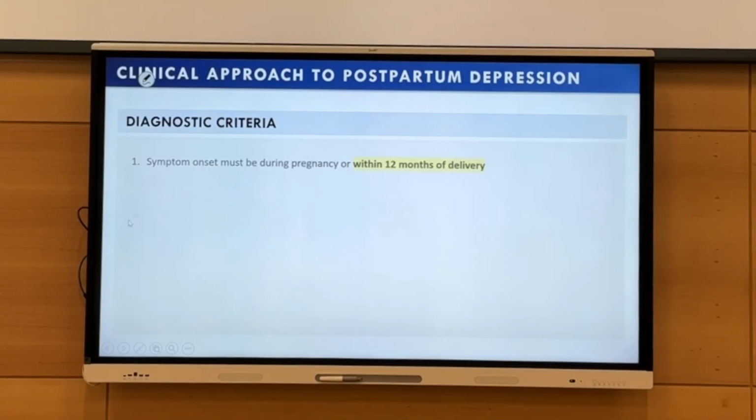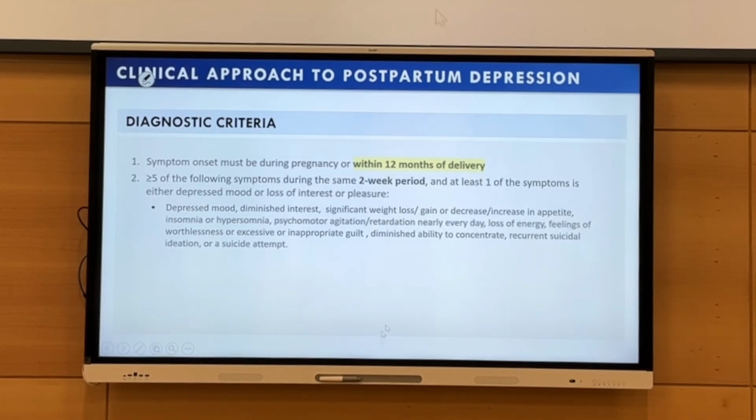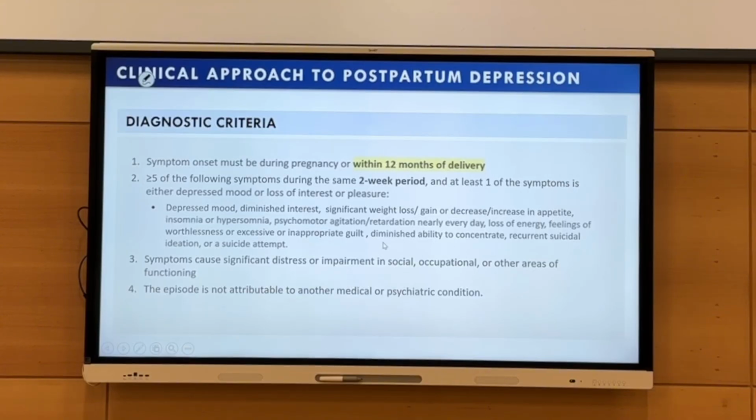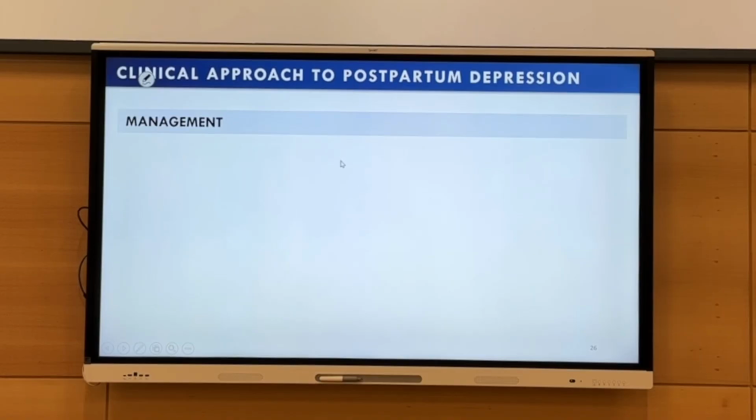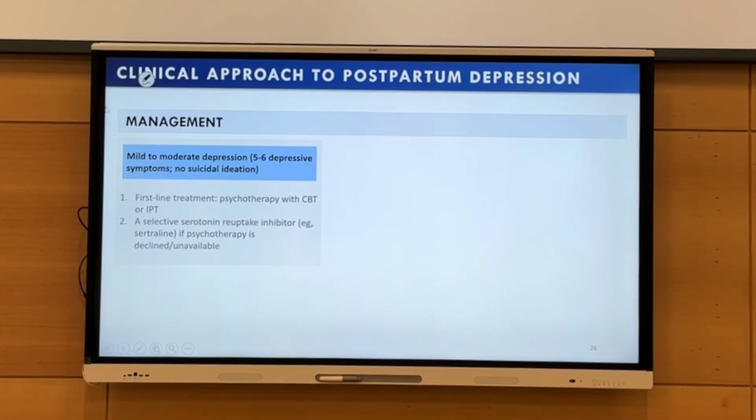For diagnostic criteria, it is very important to know the symptom onset is up to 12 months. Previously they used to say up to 4 weeks, but now up to 12 months. Same criteria as depression. It has to impair social, occupational, or other areas of functioning, and should not be attributable to other medical problems. Management? SSRI, excellent, yes. CBT and IPT. So first line would be psychotherapy, CBT and IPT, and SSRIs.